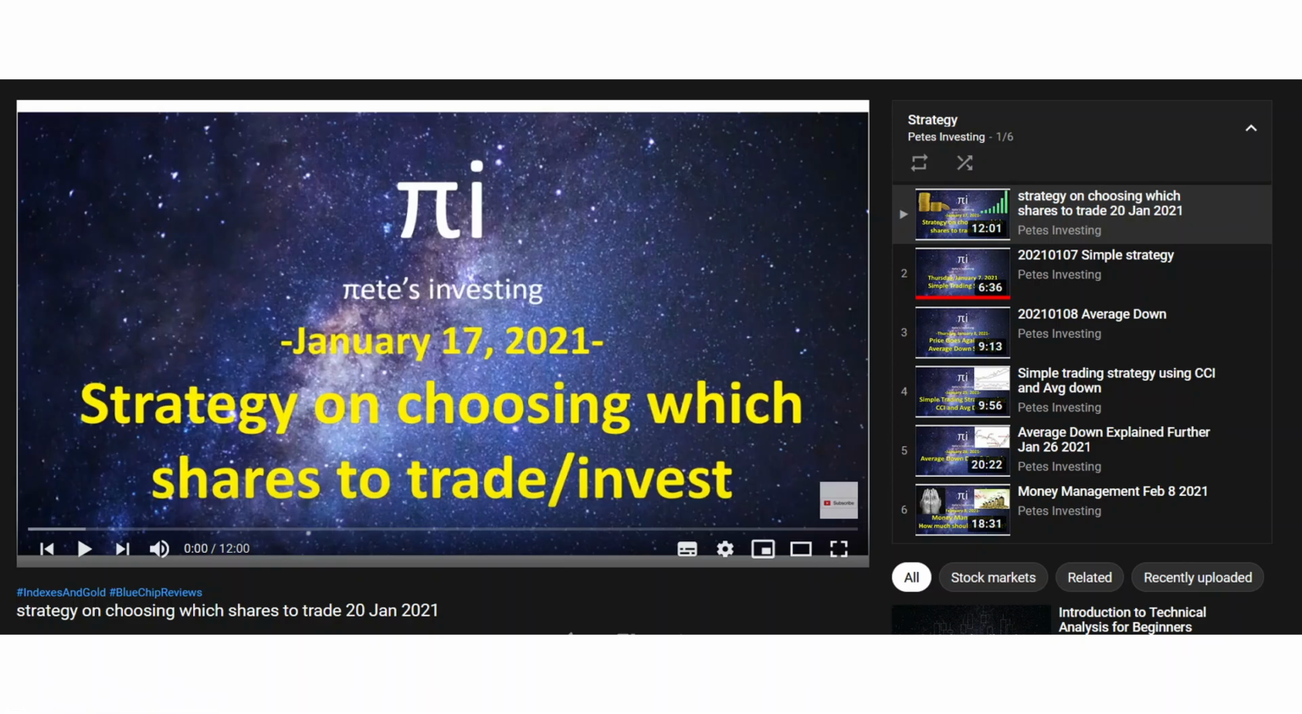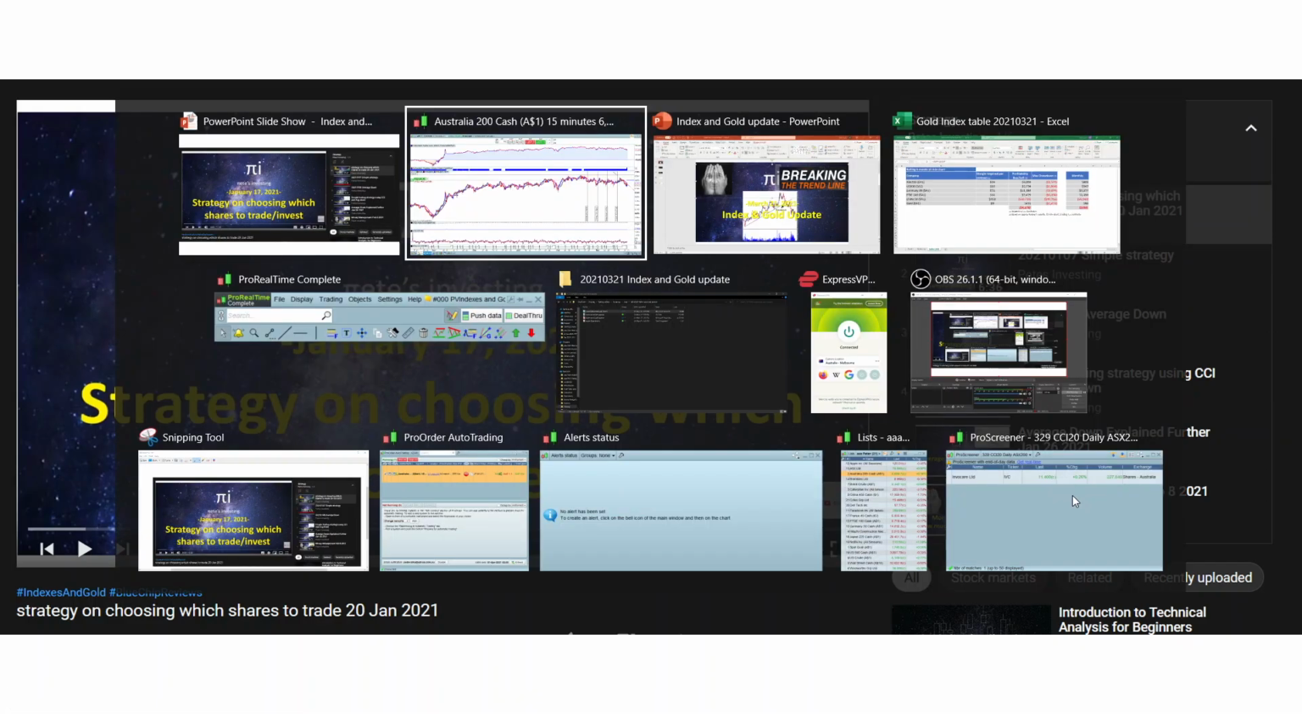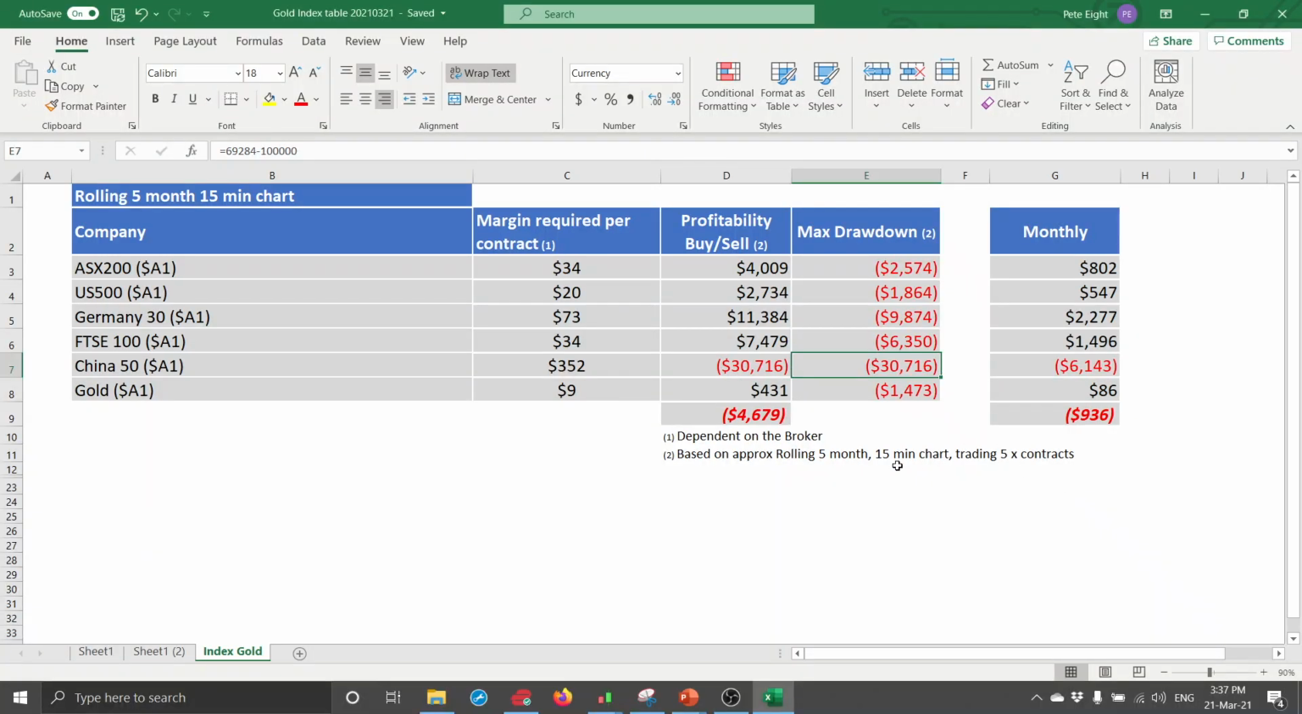So let's get stuck straight into it. First I want to explain what's happened in the last couple of weeks, and especially last week. We've taken a bit of a hit, especially due to the China index, and that's in the red at the moment. I'll explain that as we get to it later on, but let's first look at the ASX 200.